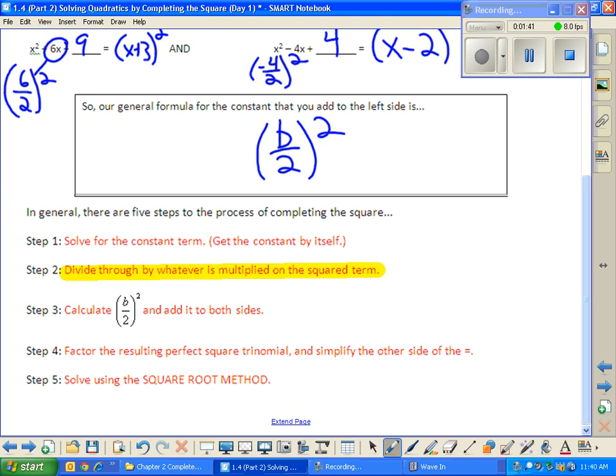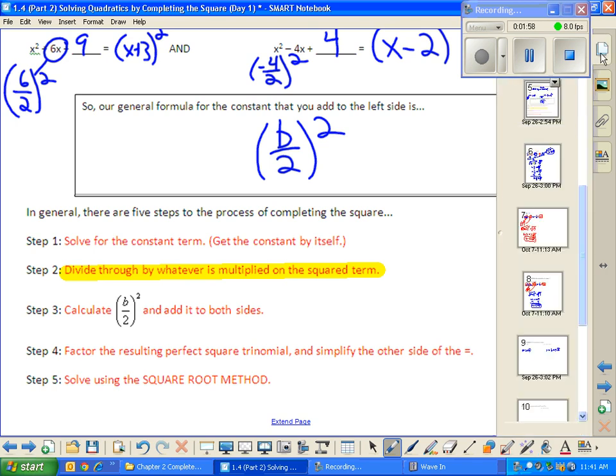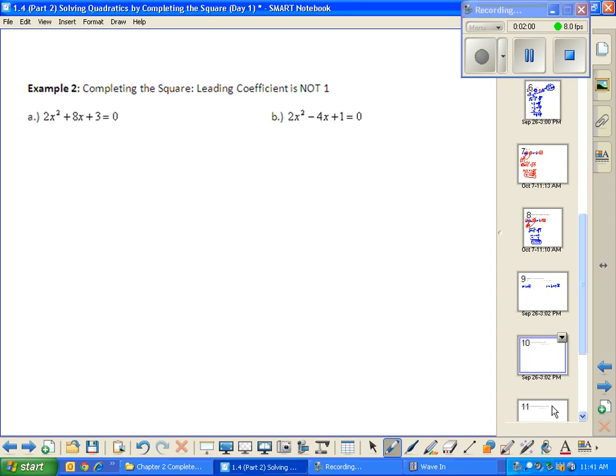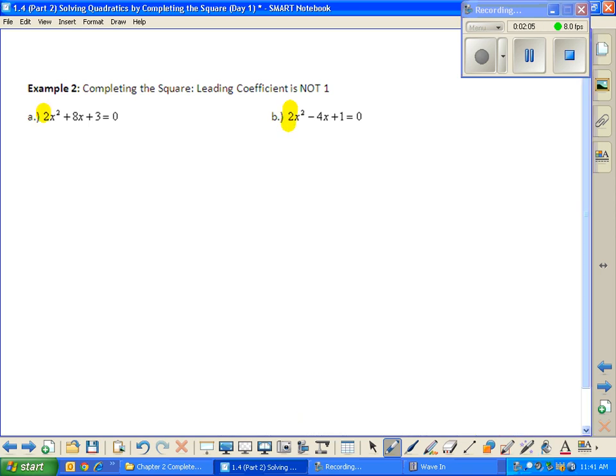Then we calculate our b over 2 squared, add it to both sides. In step 4, you get to factor the left and simplify the right. And then we solve using SADMEP, which is our solving by undoing. We also call that a square root method as well. So you see how the problems look a little bit different. All of a sudden, we see the presence of a number in front of our x squared. We can't factor these necessarily. We're going to actually solve these, like I said, with completing the square. So let's go ahead and do that.